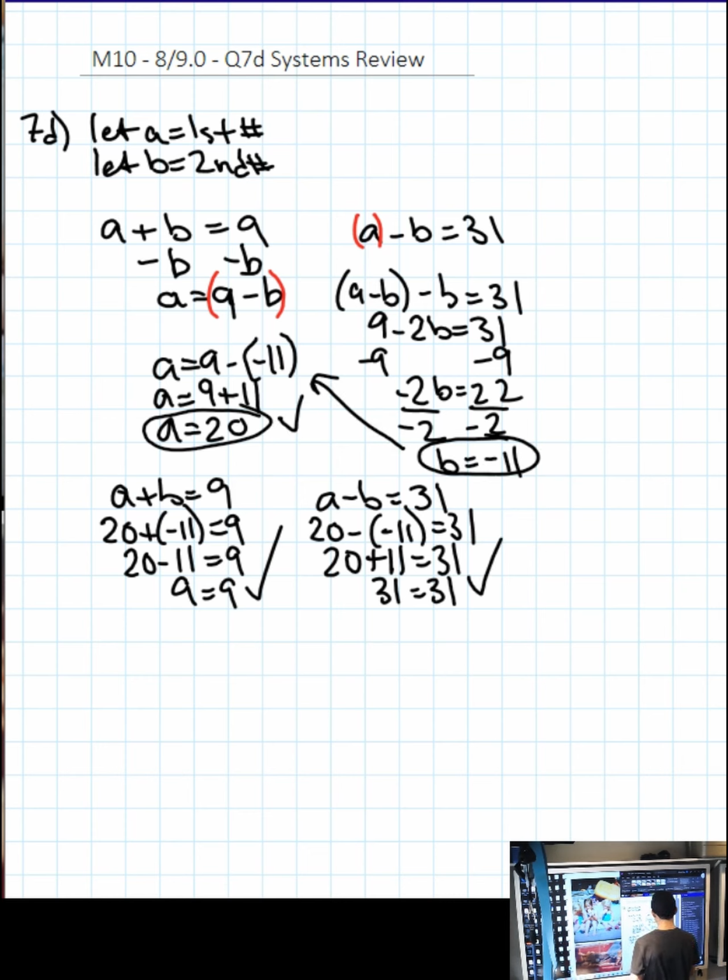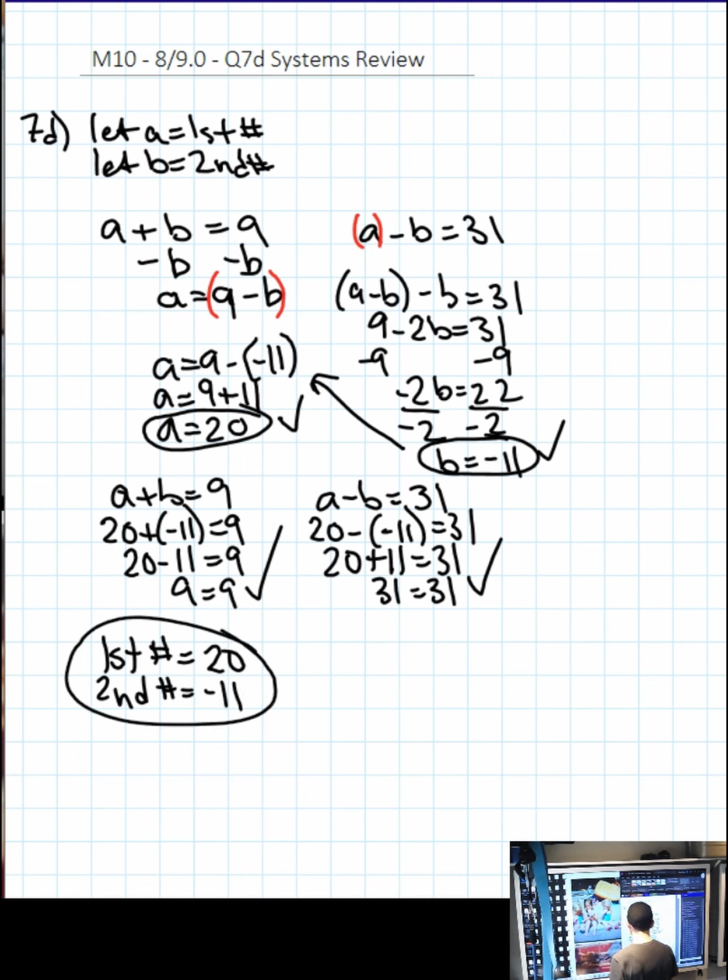A is 20, B is negative 11, and then sometimes it's a good idea to answer the question in English. First number equals A, which is 20, and second number equals B, which is negative 11. Circle your answer. So some teachers will allow you, if you do let statements, just to circle your answer based on A and B equal. Some teachers like you to really make sure that you answer the question by writing a small English sentence, letting you know you completely understand.